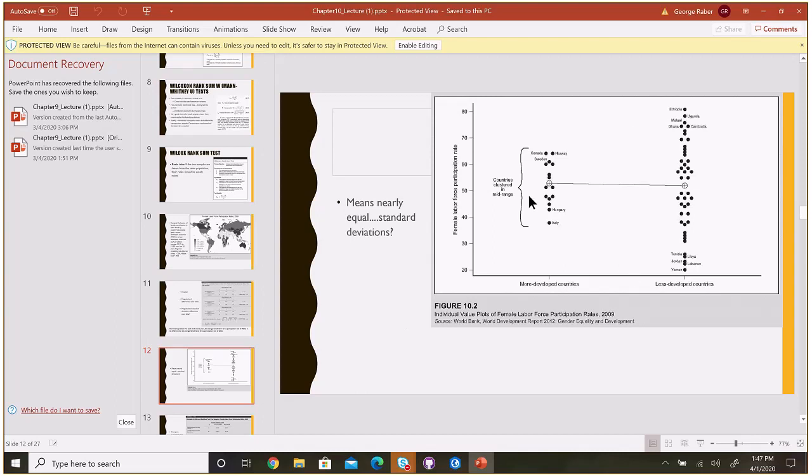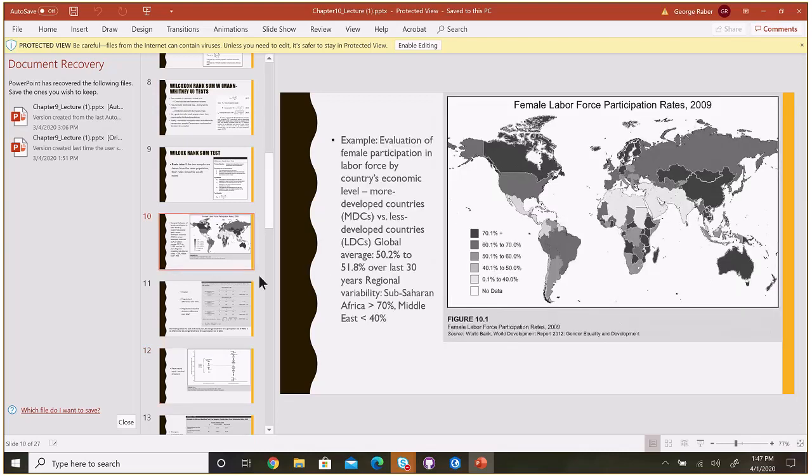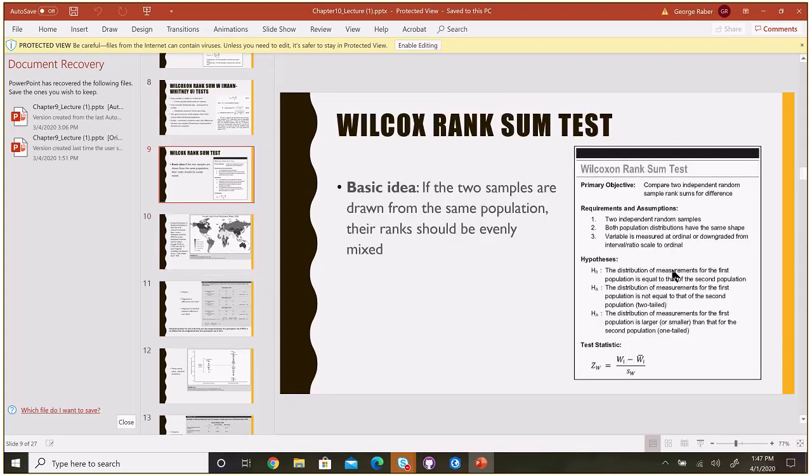Here's the data that they had. Their values were significantly different than the values that I got online. So I don't know where they got their data. Okay, but that's the difference between the two.